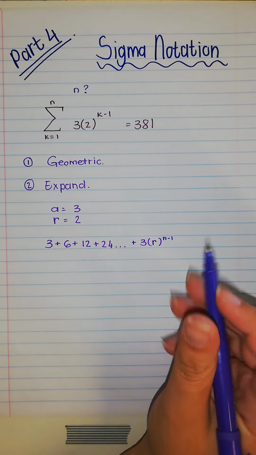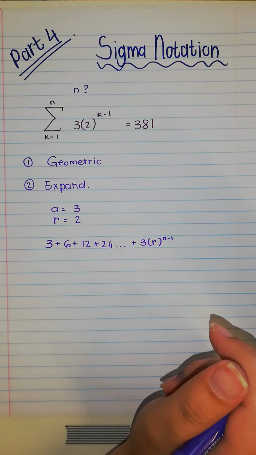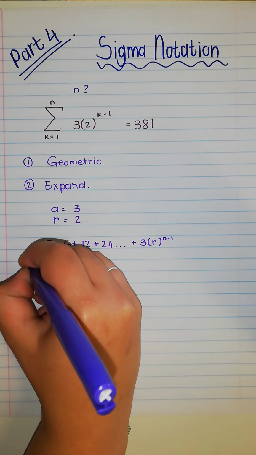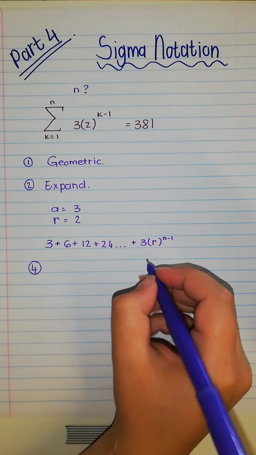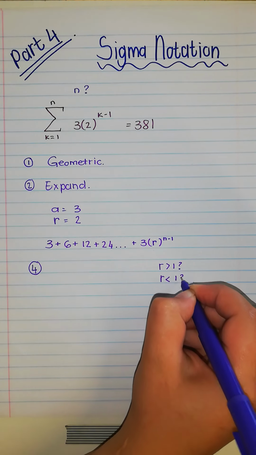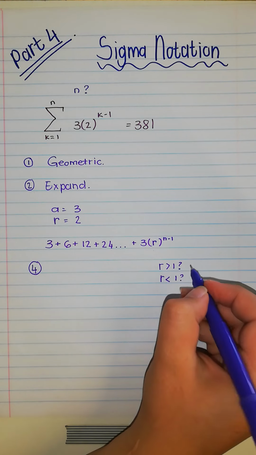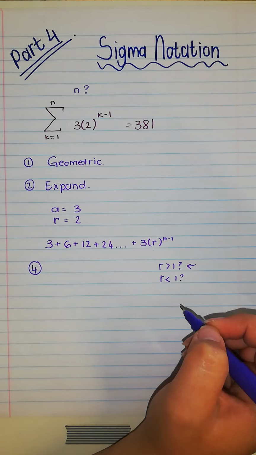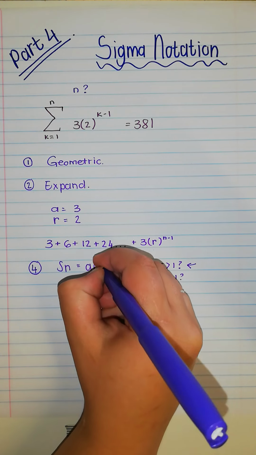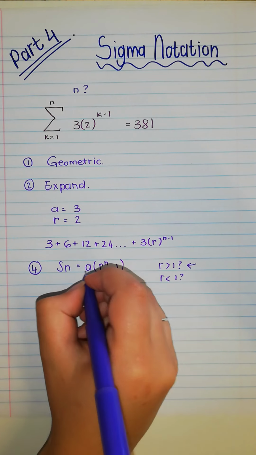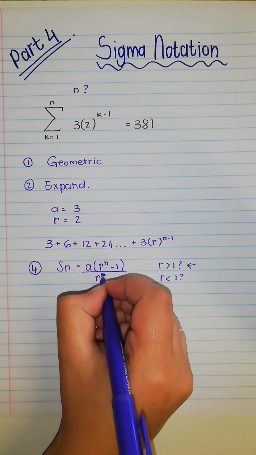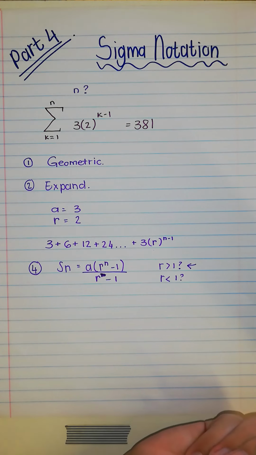Now that we've expanded, our next question is the formula. The question should be, is r bigger than 1, or is r smaller than 1? Now r is 2, so it would be this one. So the formula that we're going to use is Sn equals a times r to the power of n minus 1 over r minus 1. Oh, not over r to the power of n, sorry, just r minus 1.